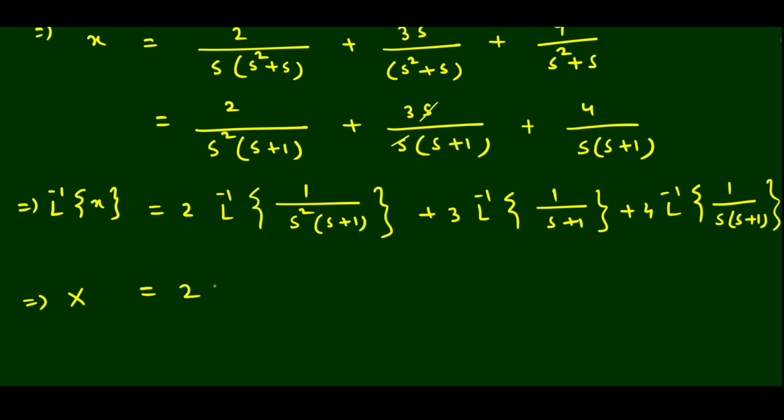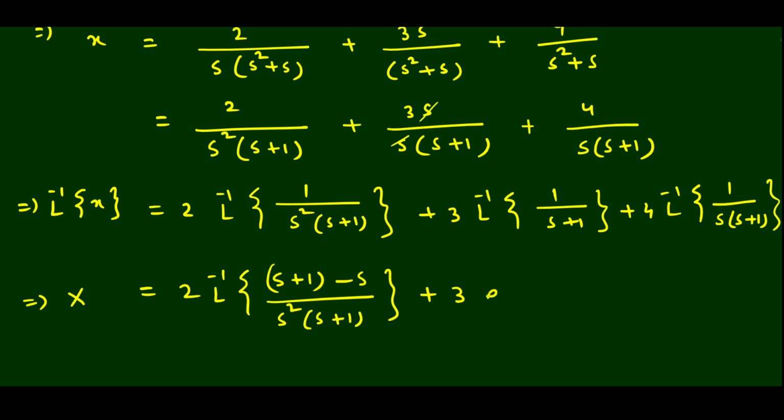Now the right hand side: 2 into L inverse. In the numerator we can write s plus 1 minus s. So the s cancels, and we get 1 divided by s square into s plus 1. The second term is a direct formula, L inverse of 1 by s plus a, so it will be e to the power minus t.